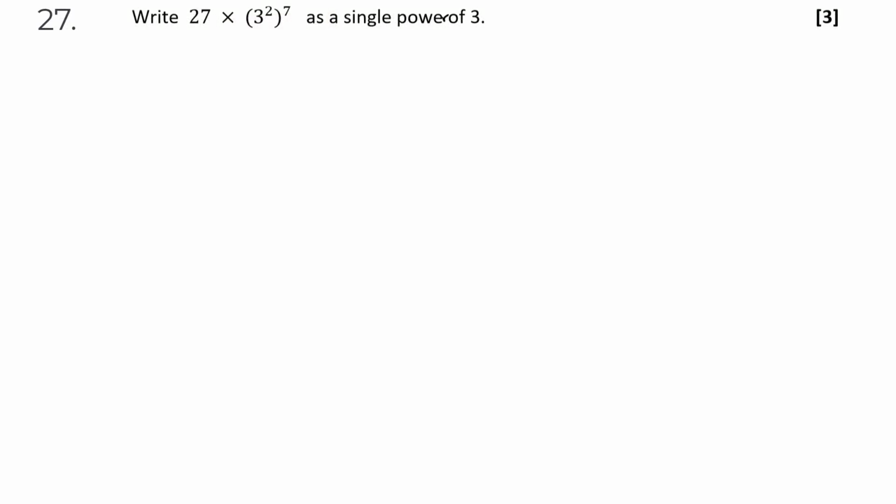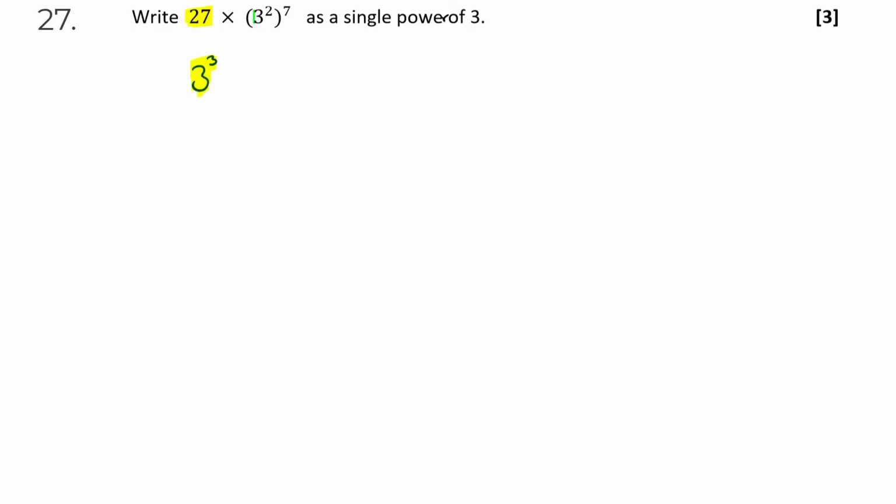Right, 27 times 3 squared, all raised to the power 7 as a single power of 3. Okay, let's take this first part here, 27. Now 27 is a power of 3 already, isn't it? So you've got 3 times 3 is 9 times 3 is 27. So 27 is 3 cubed, and that's that bit there.